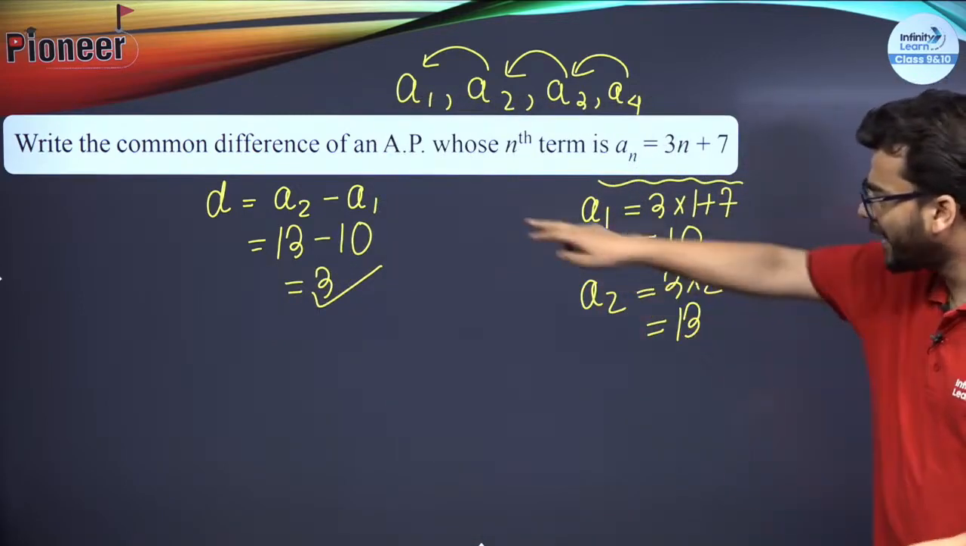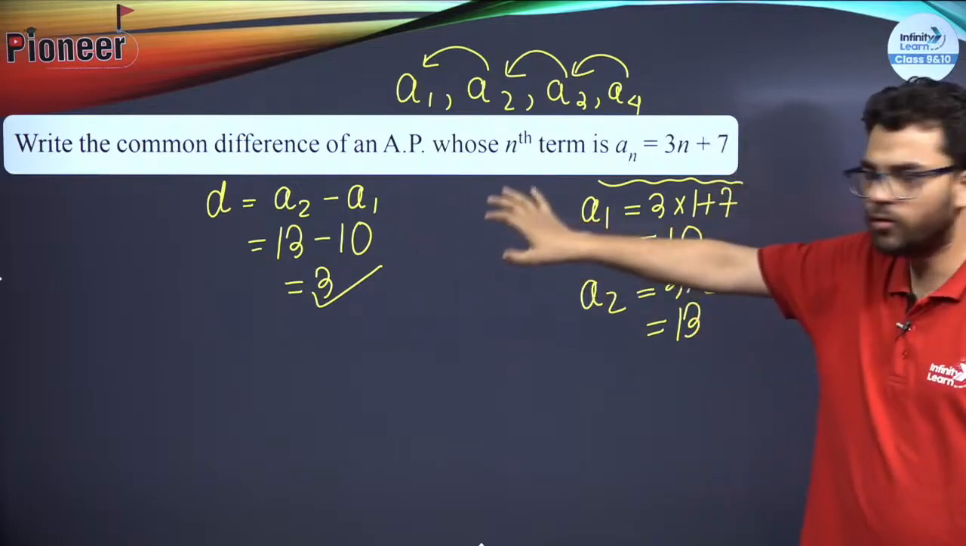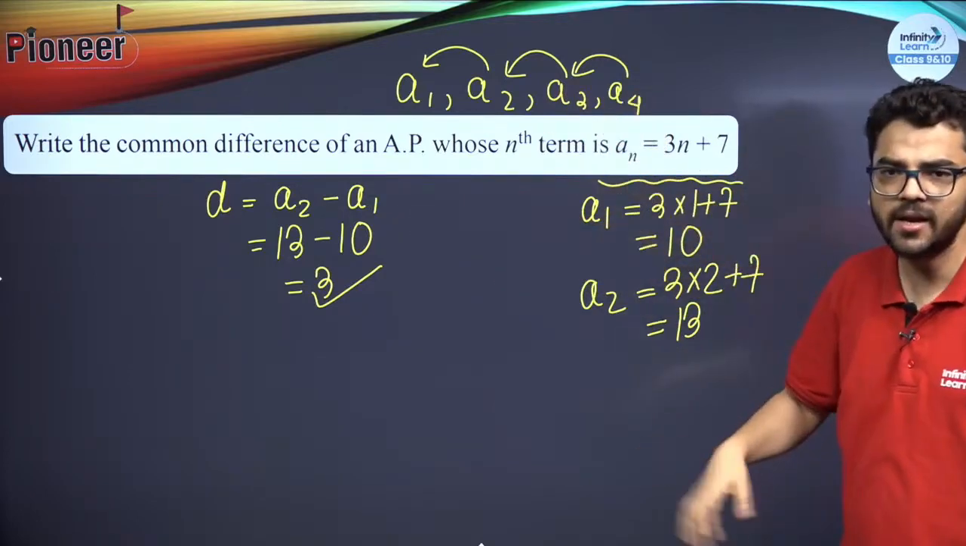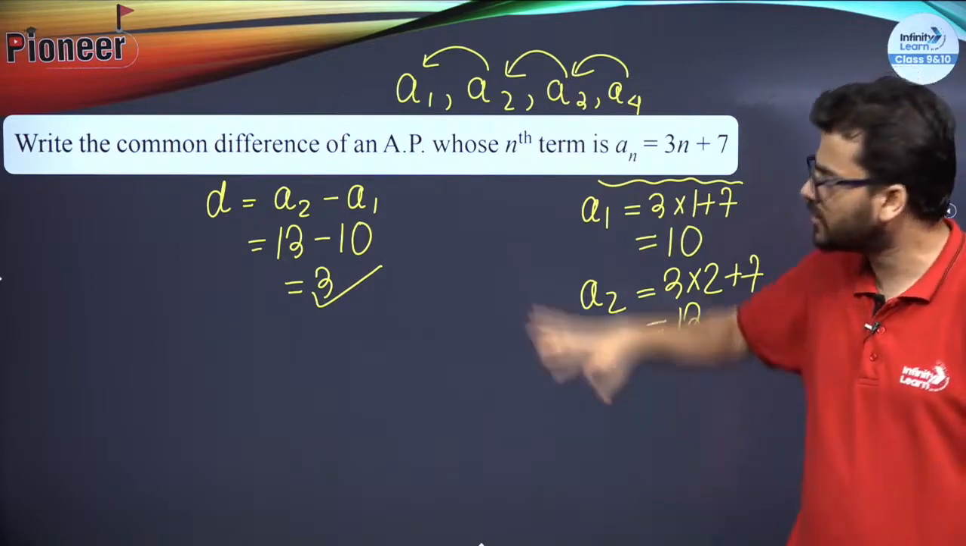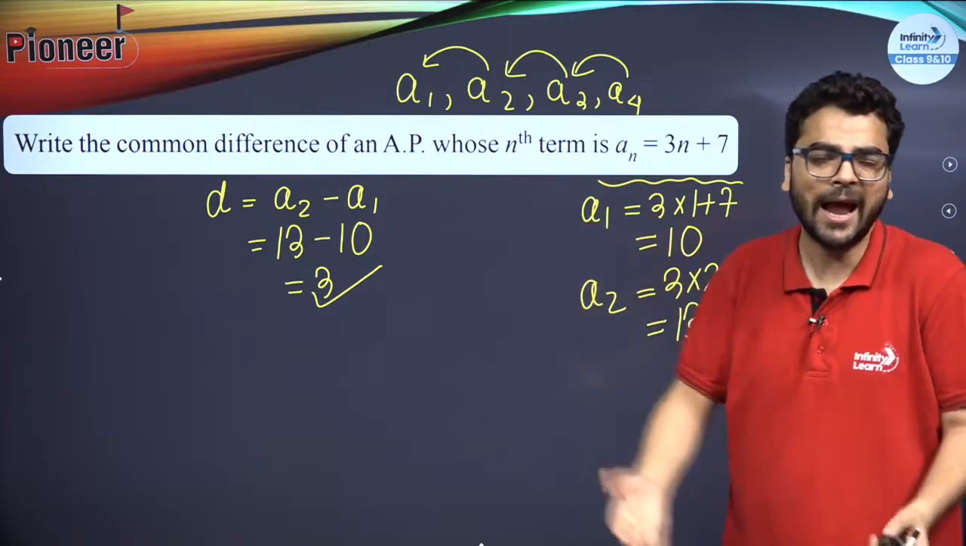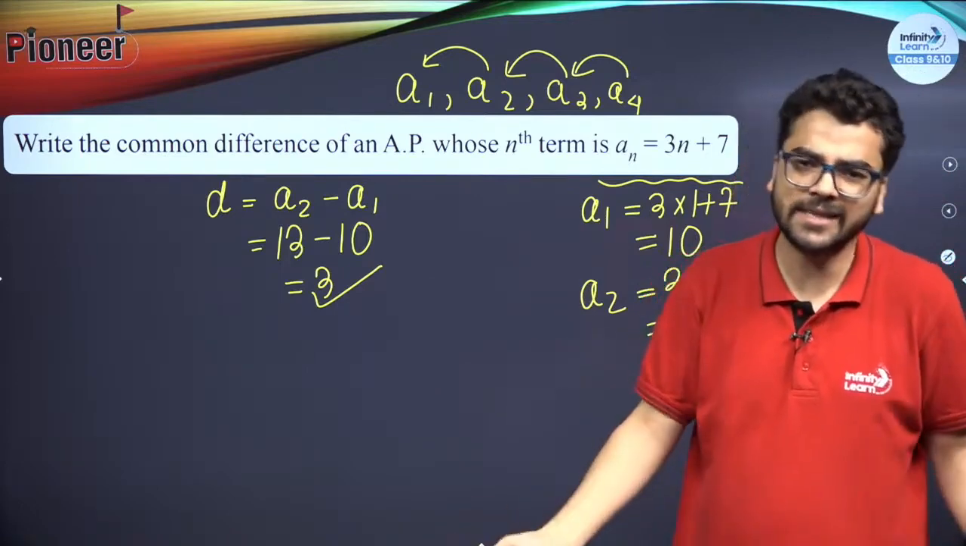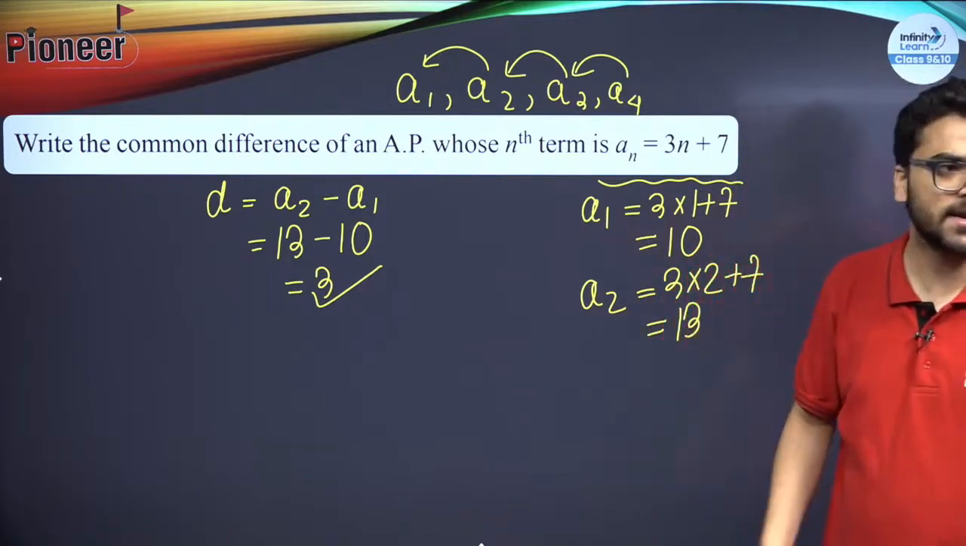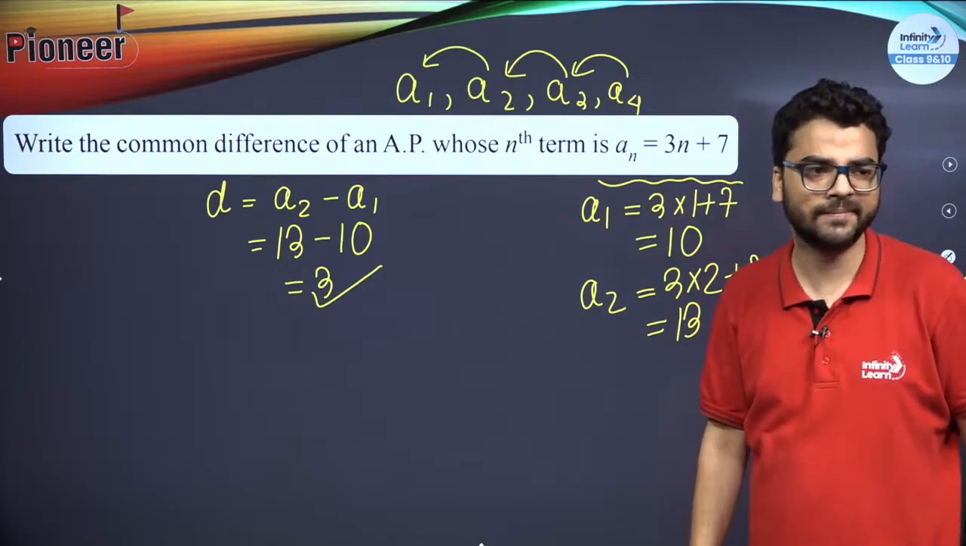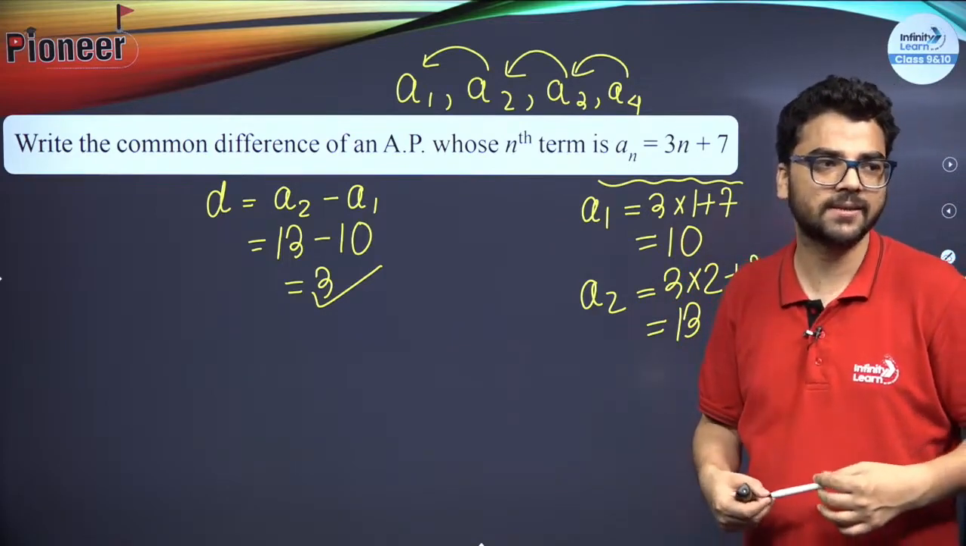So if you go for A3 minus A2, if you go for A4 minus A3, you will still get the same answer, because that is an arithmetic progression and the difference between a term and its previous term must be the same, because that is the definition of an AP. Is it clear to every student in this session? Confirm that in the chat, guys.